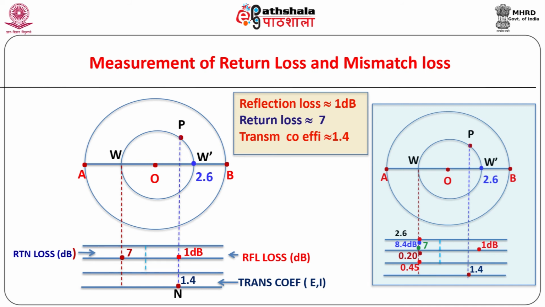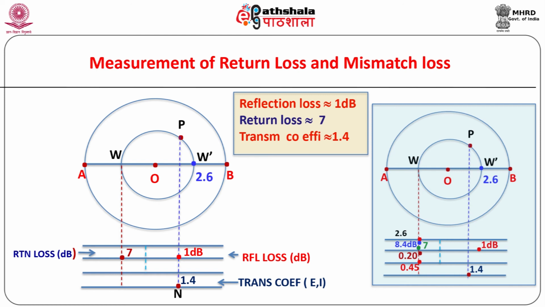From point P, draw a line perpendicular to OB. Step 6. Note the reading, approximately 1.4, at the point N where this perpendicular line intersects the horizontal scale to measure the transmission coefficient, on the last, that is the fourth horizontal scale marked transmission coefficient E or I.